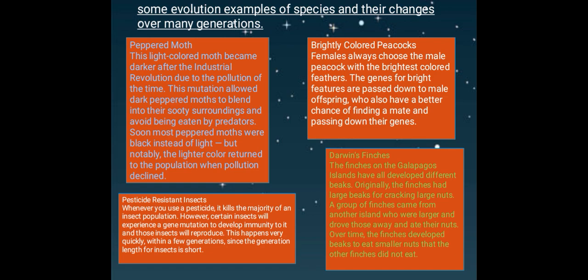The Darwin's finches, the finches on the Galapagos Islands, have all developed different beaks. Originally, the finches had large beaks for cracking large nuts. A group of finches that came from another island, who were larger, drove those away and ate their nuts. Over time, the finches developed beaks to eat smaller nuts that other finches did not eat.